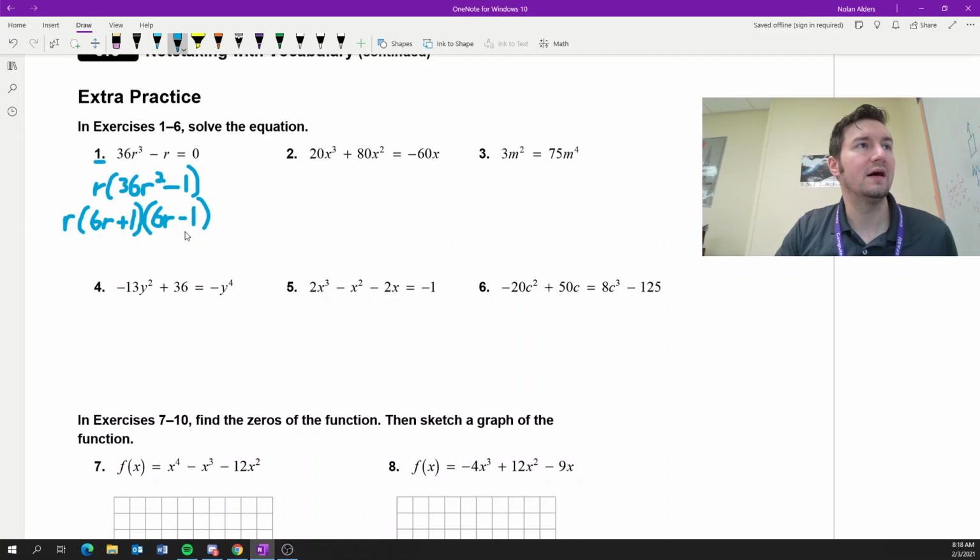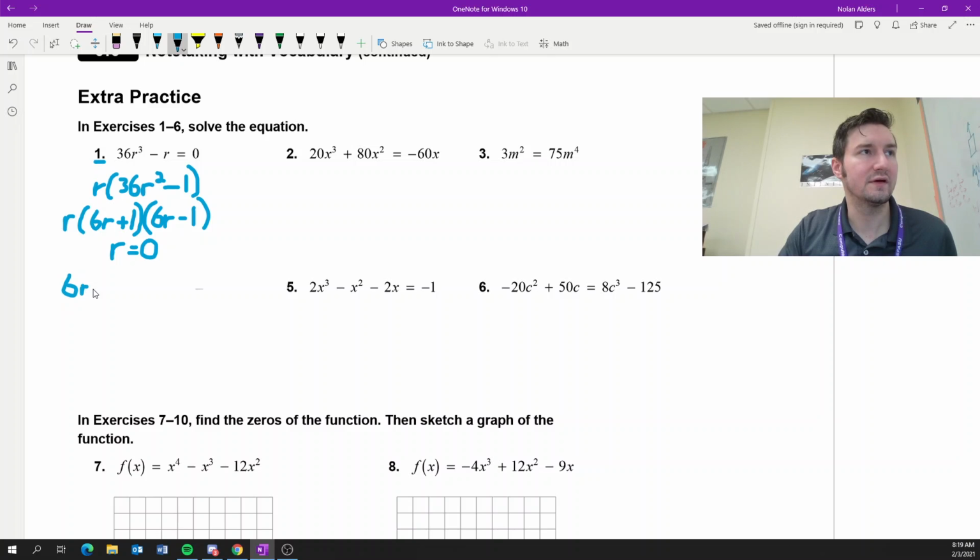Okay, and then we get our solutions because if this is equal to 0, then each one of these must also be equal to 0. So we can say r equals 0 is one solution. So we'll just write that right here. I'm just going to go ahead and erase this. But also 6r plus 1 equals 0 is a solution.